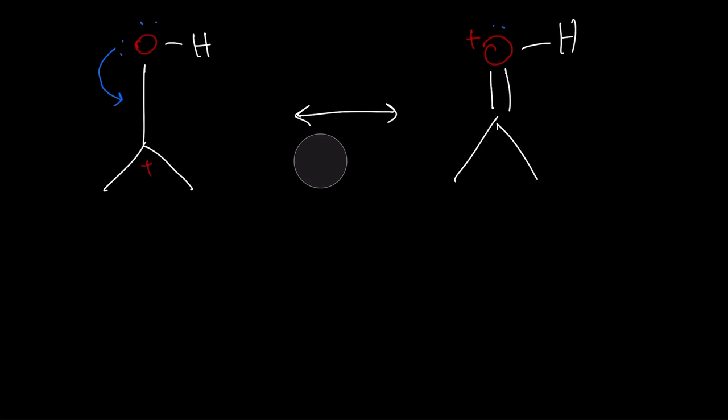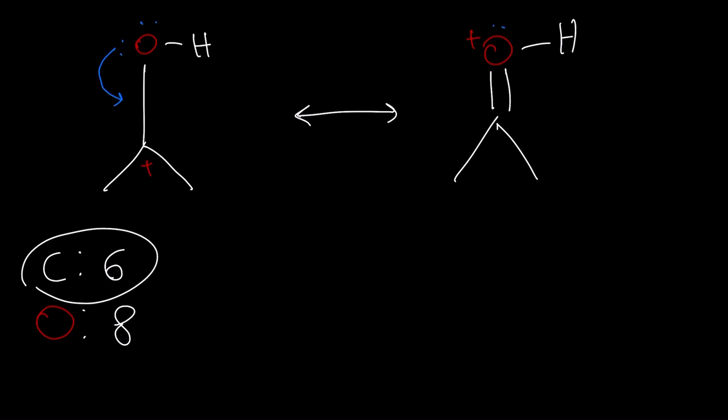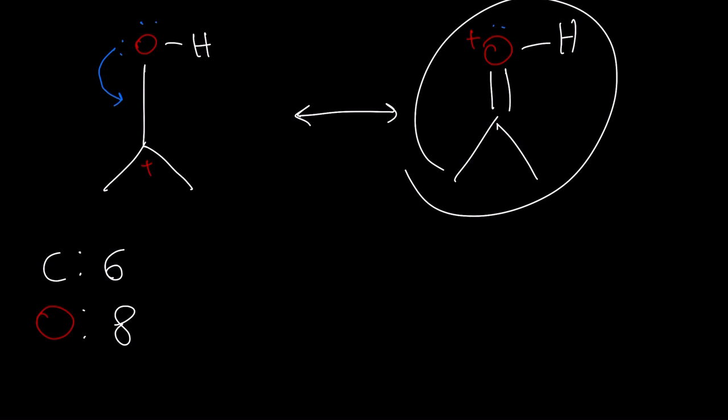So on the left side, this carbon has 6 electrons. The oxygen, it has 2 from this bond, so that's 2. 2 from this one, so that's 4. 2 from this lone pair, so that's 6, and then 2 here, which is 8. So oxygen on the left side does obey the octet rule, but carbon doesn't. Let's look at the right side.